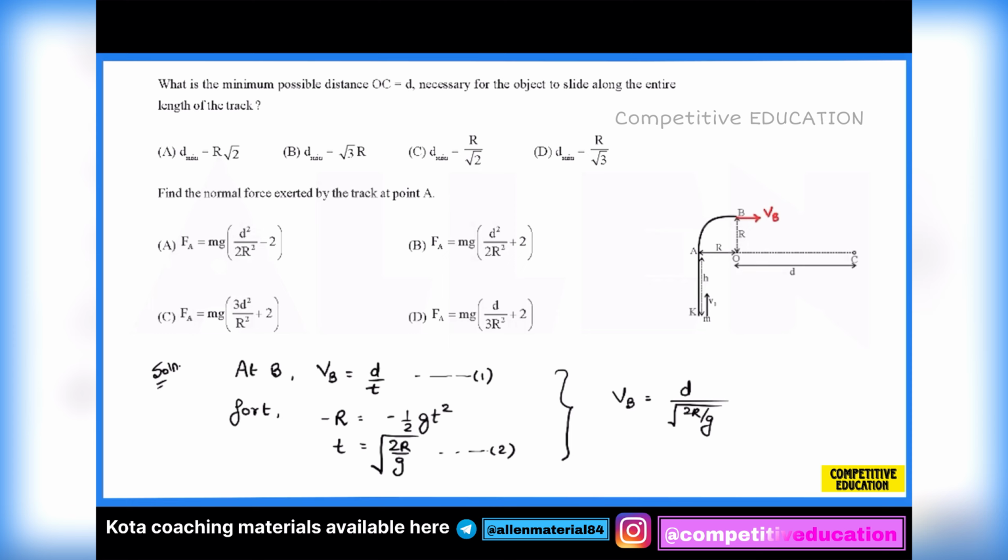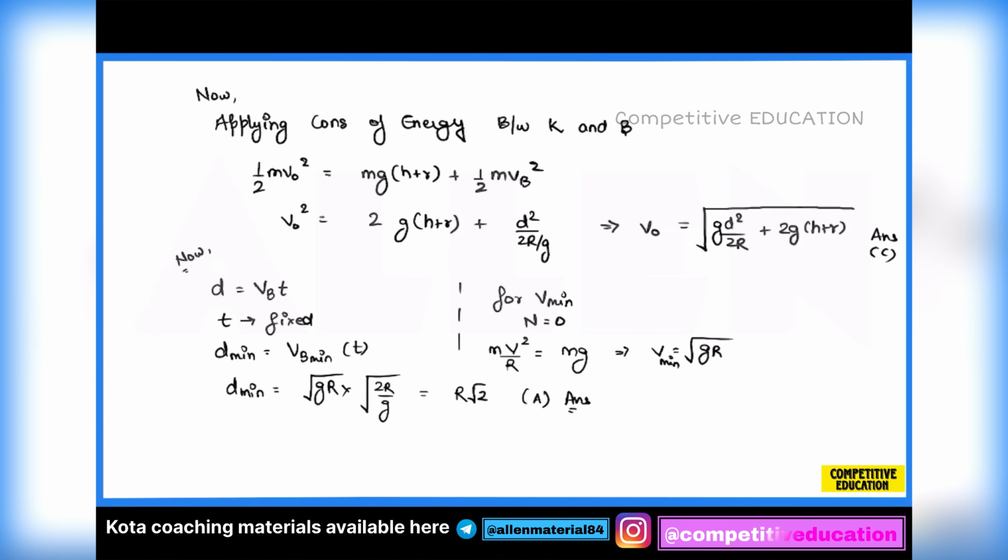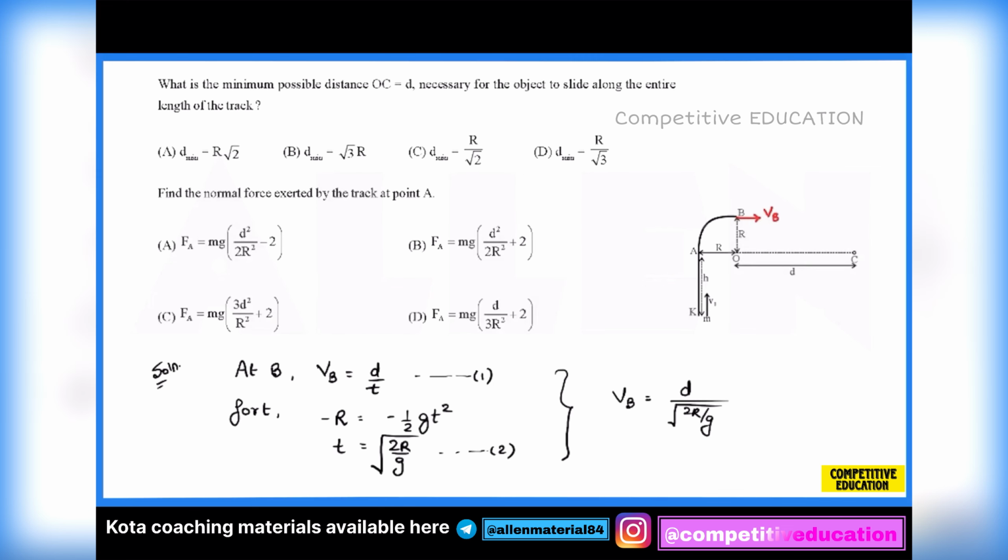Now I will apply conservation of energy between K and B. Why? Because there are only conservative forces acting between K and B. As there is no friction, there are no non-conservative forces. So I can apply conservation of energy between K and B. Initially I have assumed the reference point as K, so the initial gravitational potential energy will be 0. There will be only kinetic energy, which will be half m v0 square.